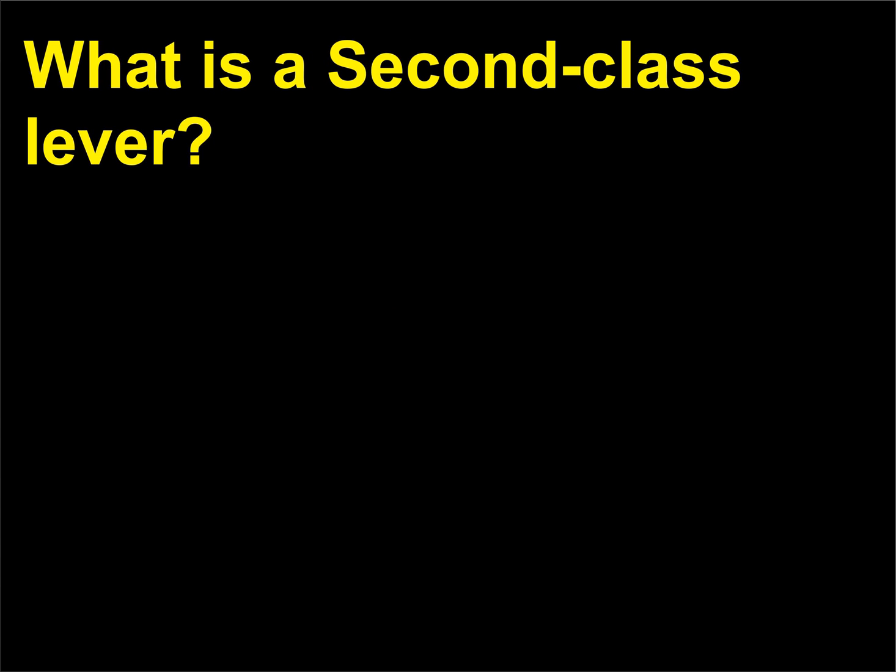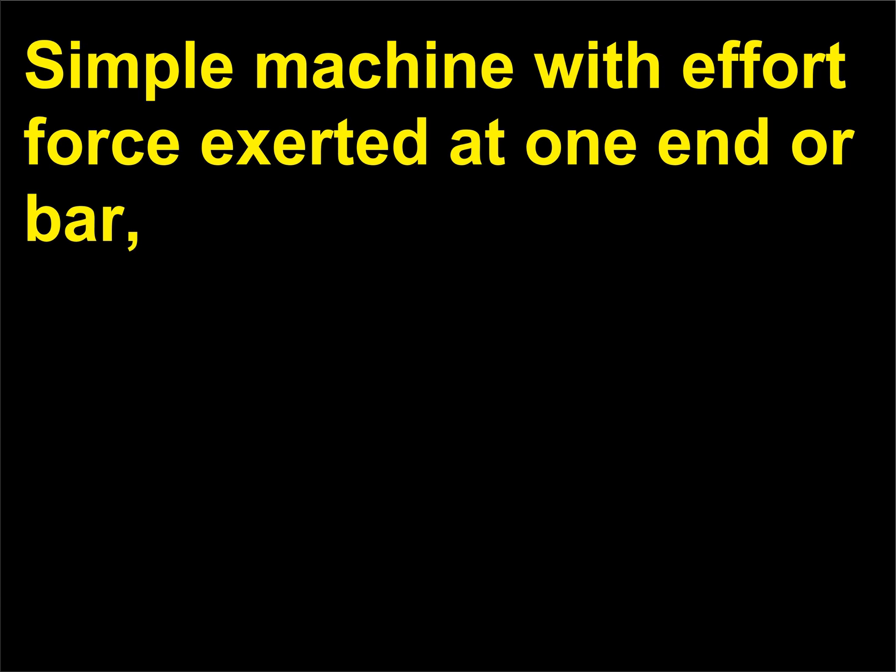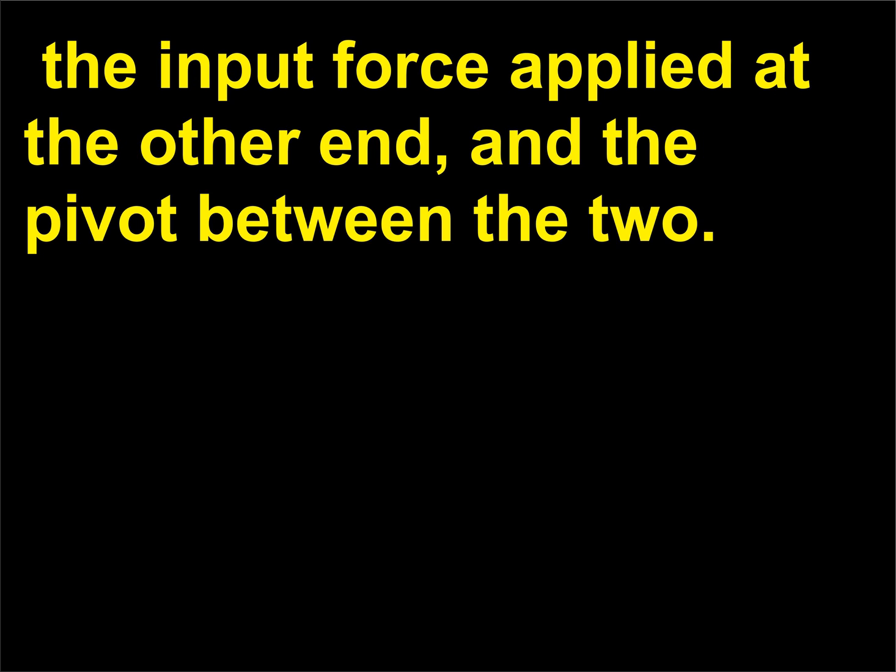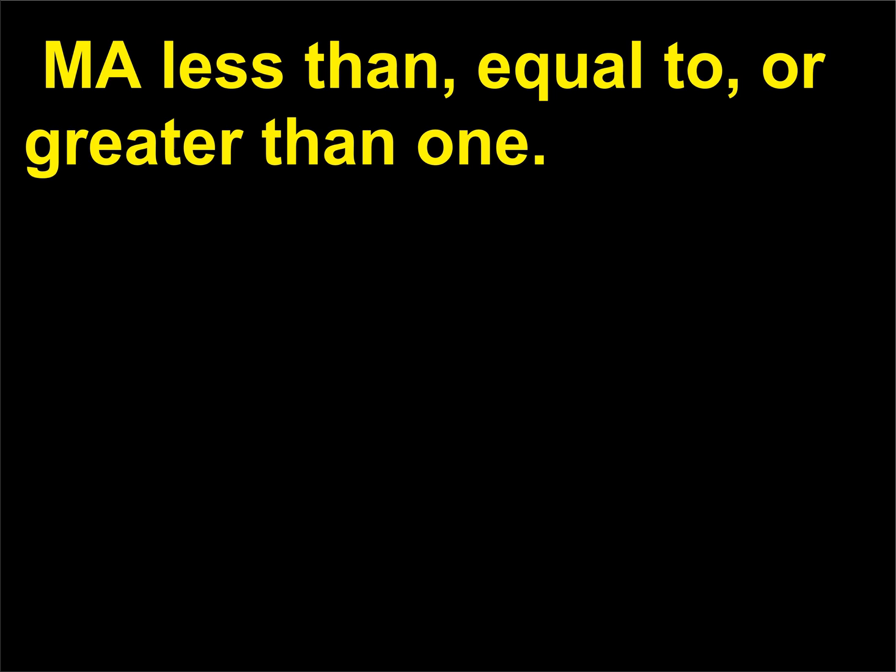What is a second-class lever? Simple machine with effort force exerted at one end of a bar, the input force applied at the other end, and the pivot between the two. MA less than, equal to, or greater than 1.